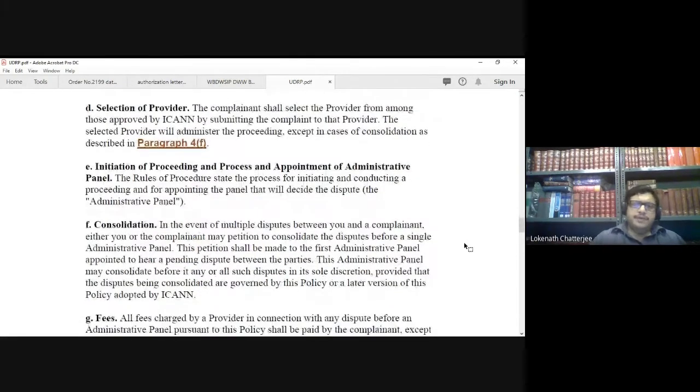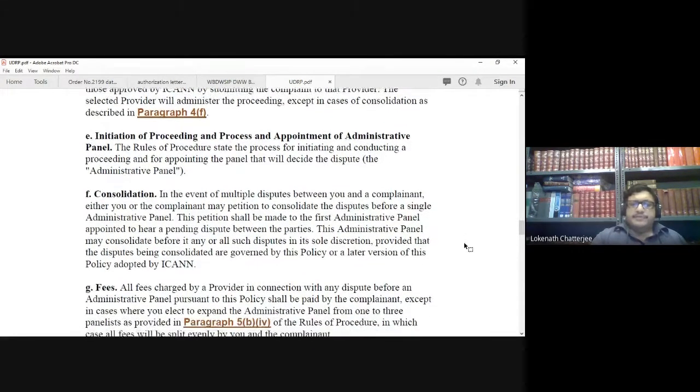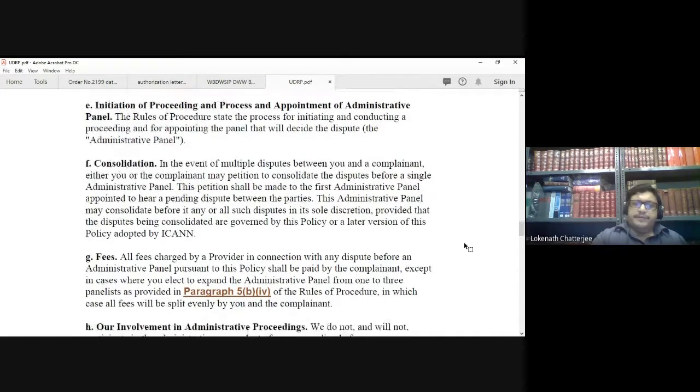Moving on, selection of provider. The provider can be your WIPO arbitration and mediation center, it can be any other center which is recognized. Initiation of proceeding and process and appointment of administrative panel. Rules of procedure will decide.